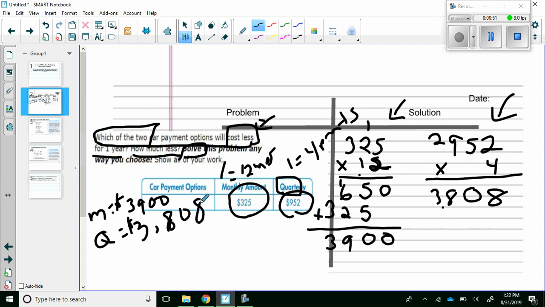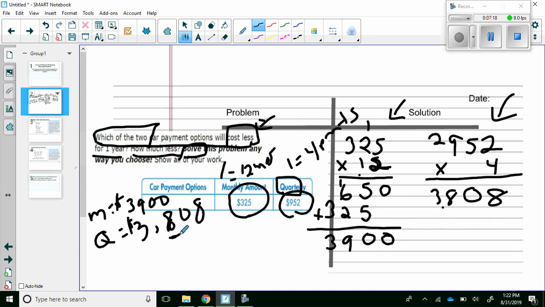$3,900 or $3,808. I know that $3,808 is less because in my hundreds place, 8 is less than 9. So now the next question we need to solve is how much less? So I need to find the difference between the two numbers.